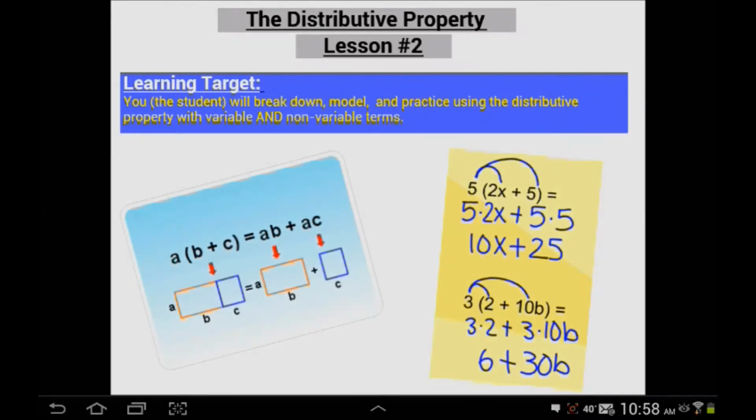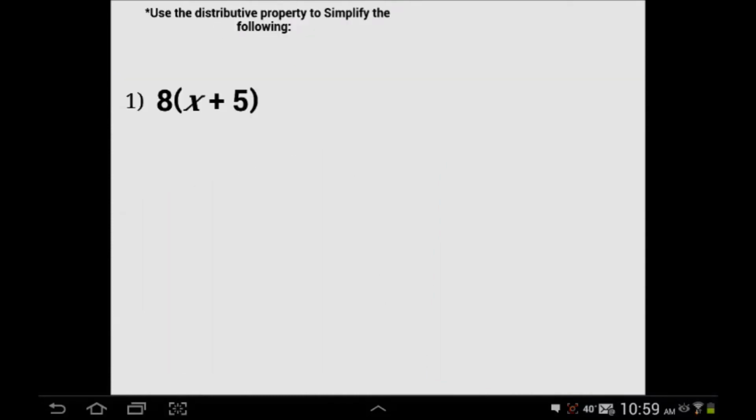Here's our next lesson. This is going to cover distributive property as well. However, this lesson is going to take more of an algebra angle with how we approach the distributive property. The learning target is you, the student, will break down, model, and practice using the distributive property with variable and non-variable terms. In our first example here, I'm going to go ahead and talk you through this. You're going to want to write down the steps and the procedure for solving a problem like this.